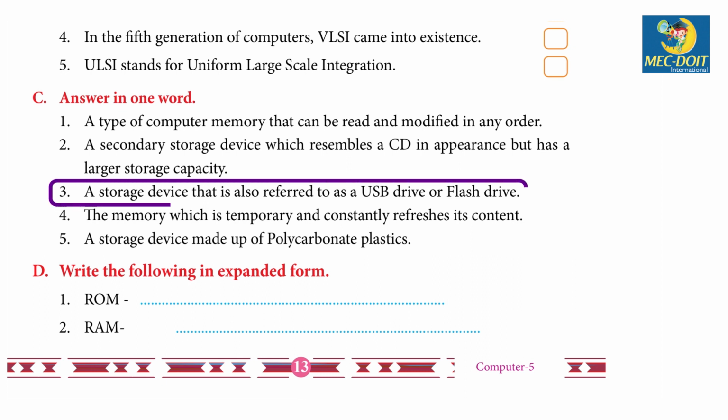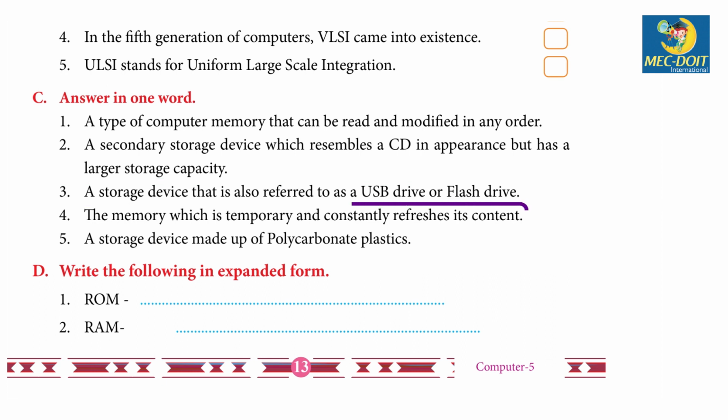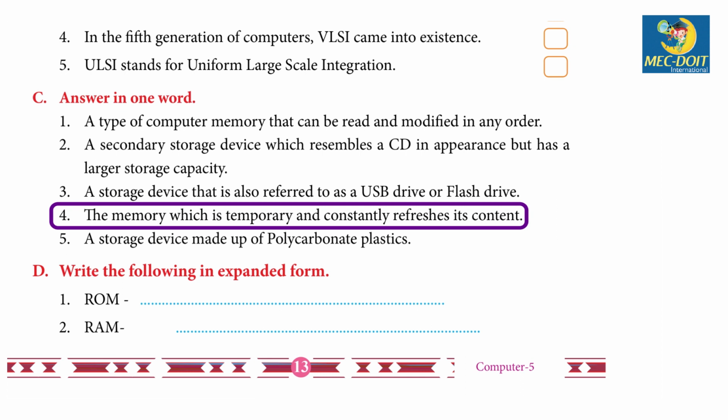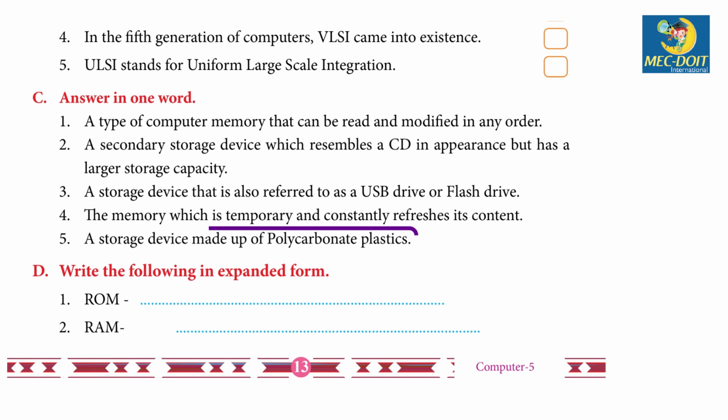3. A storage device that is also referred to as USB drive or flash drive. Answer: pen drive. 4. The memory which is temporary and constantly refreshes its content. Answer: ROM. Read-only memory. 5. A storage device made up of polycarbonate plastics. Answer: CD-ROM. Compact disc, read-only memory.